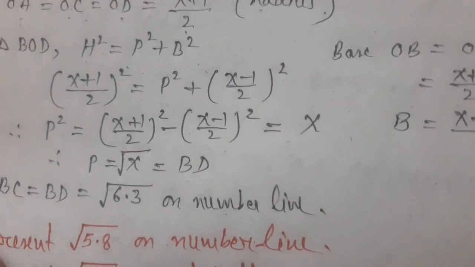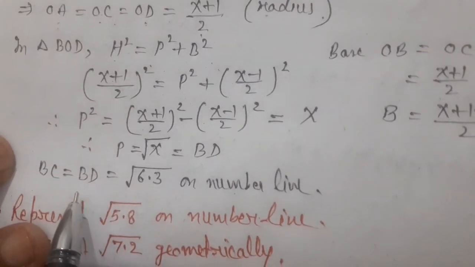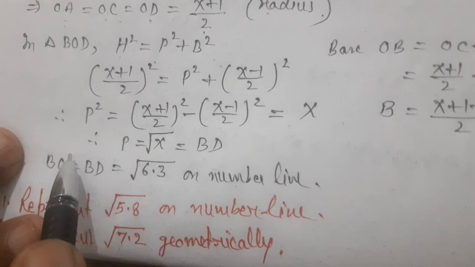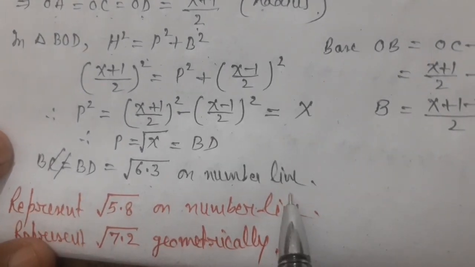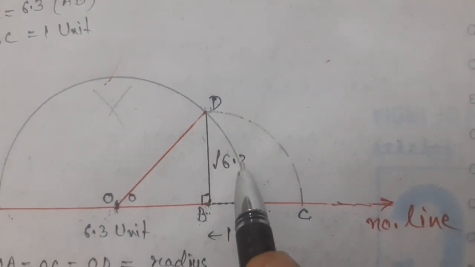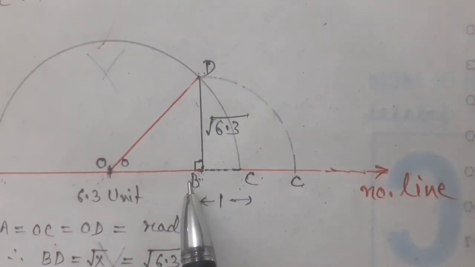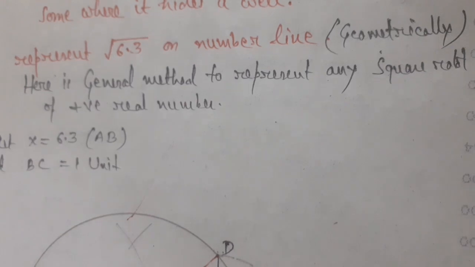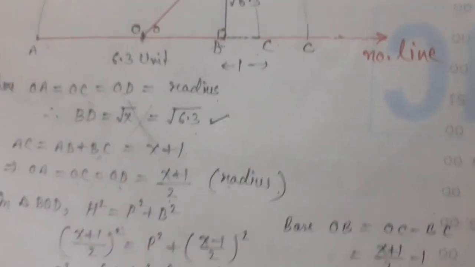So BD equals root 6.3. In this way you can find this BD. We can say BD equals root 6.3, and this value is represented geometrically by BD. But suppose you have to represent it on the number line. Then how can we represent it on the number line?